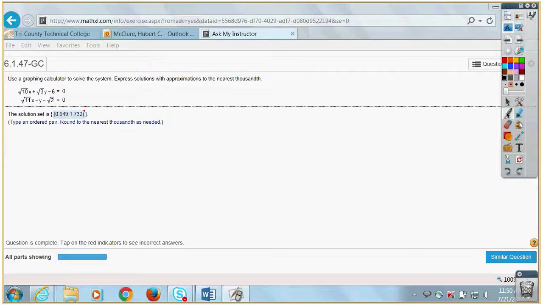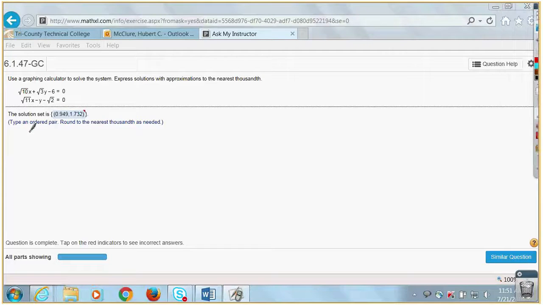Take my handy dandy digitizer, and we're going to say square root of 10x plus square root of 3 times y is equal to 6. And the square root of 11x minus y is equal to the square root of 2. All right, that's your first step. The reason you want to do this is to lessen the anxiety.